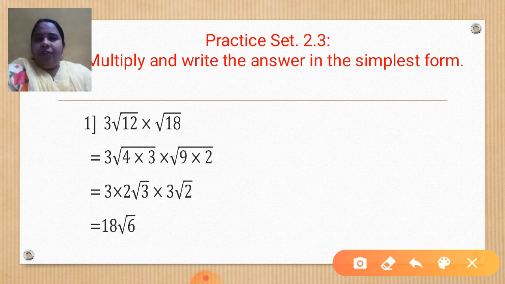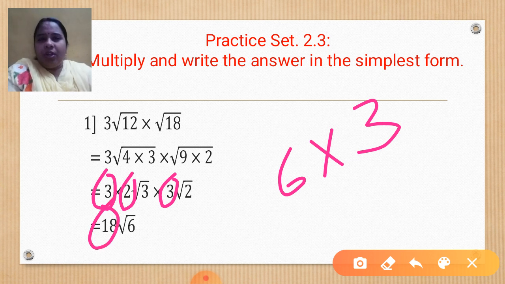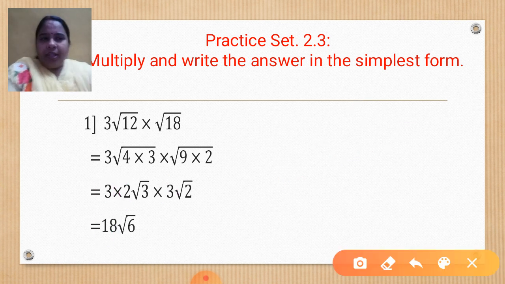After this what? We will multiply the integer part. 3, 2 and 3. So we will multiply that. 3 2s is 6 and 6 into 3 is nothing but 18. We got this integer part as 18. Then we will multiply the root numbers, that is root 3 and root 2.